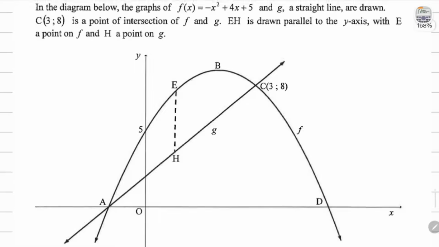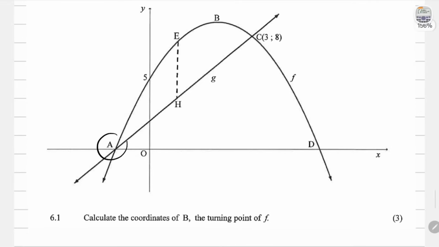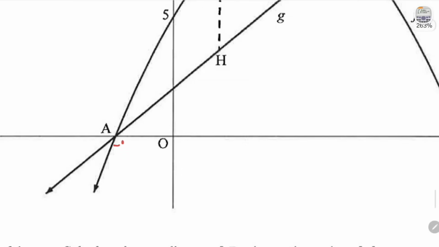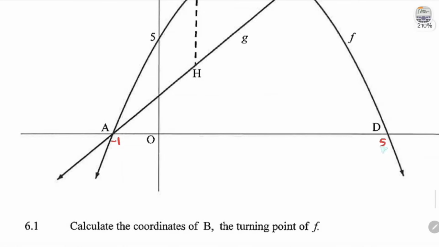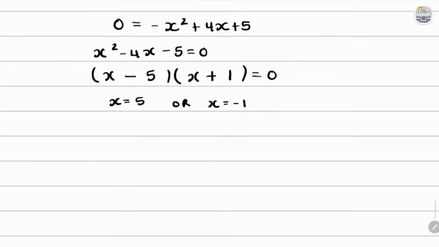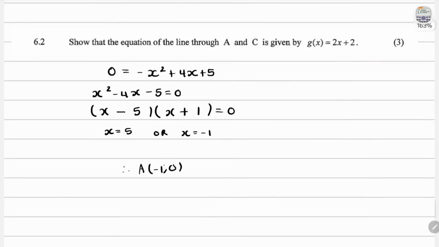So now we can choose. Which would it be? This is A and this is D. They're both x-intercepts. So it's clearly the -1 that we're going to use here, and then that would be the 5. Okay, so finally A is (-1, 0). And now we can use this to find the equation.